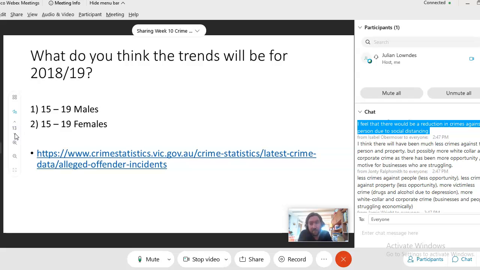You might like to look up some more recent statistics on this, and here's a link to do so. Have a look at the age bracket 15 to 19, and see if the trend downwards is continuing, or if it's stabilizing, or if it's going up. All that would be interesting to look at and find out.